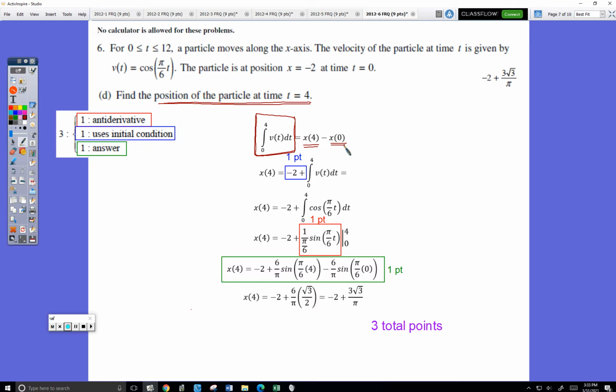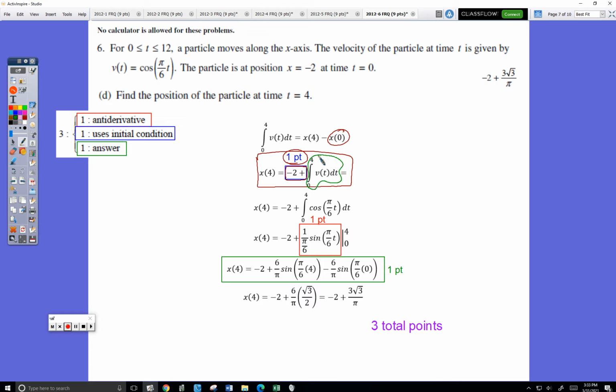So I rearrange to get this formula right here. And right there, if I remember that I've got to include this x of 0 value of -2, they give me a point for that. Now I've got to go find the value of the integral. So I have to go find this integral's value.